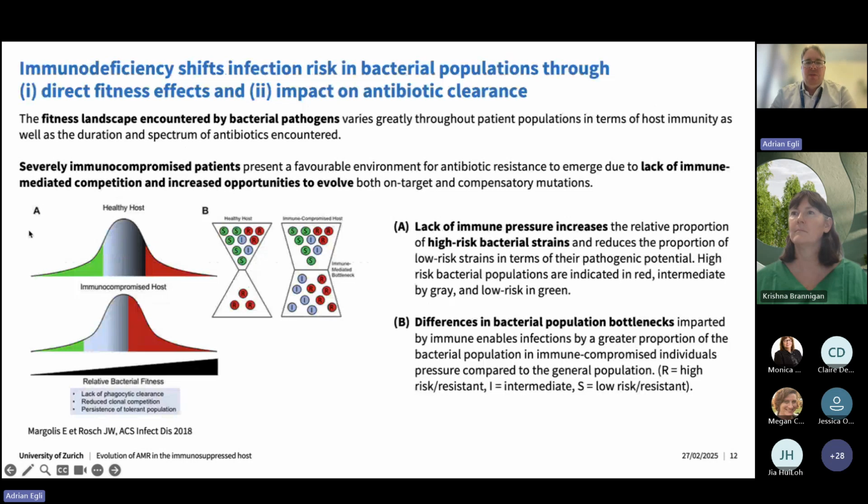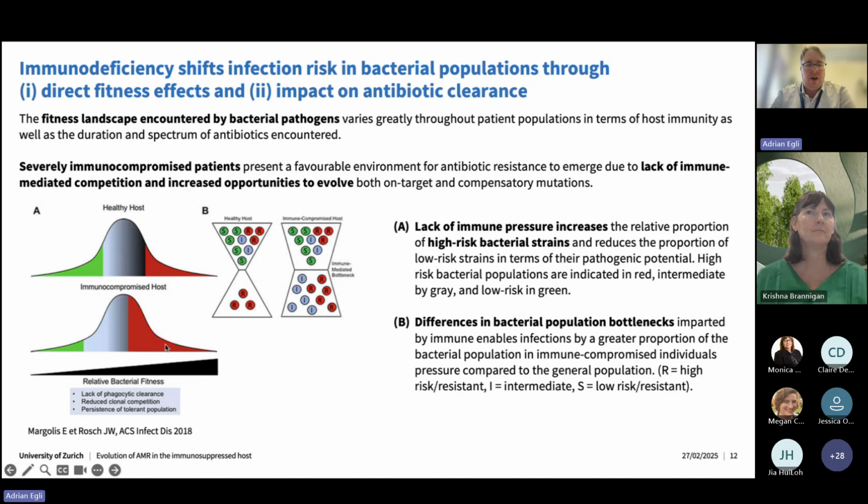So the immunodeficiency shifts the infection risks in bacterial populations through, first of all, direct fitness effects and through the impact on the antibiotic clearance. So the fitness landscape, which you can see here down on the graph, encountered by a bacterial pathogen greatly varies throughout the patient population in terms of their host immunity. And so a severely immunocompromised host, which is shown here, favors an environment for antibiotic resistance due to the lack of the immune-mediated competition and increased opportunities to evolve.